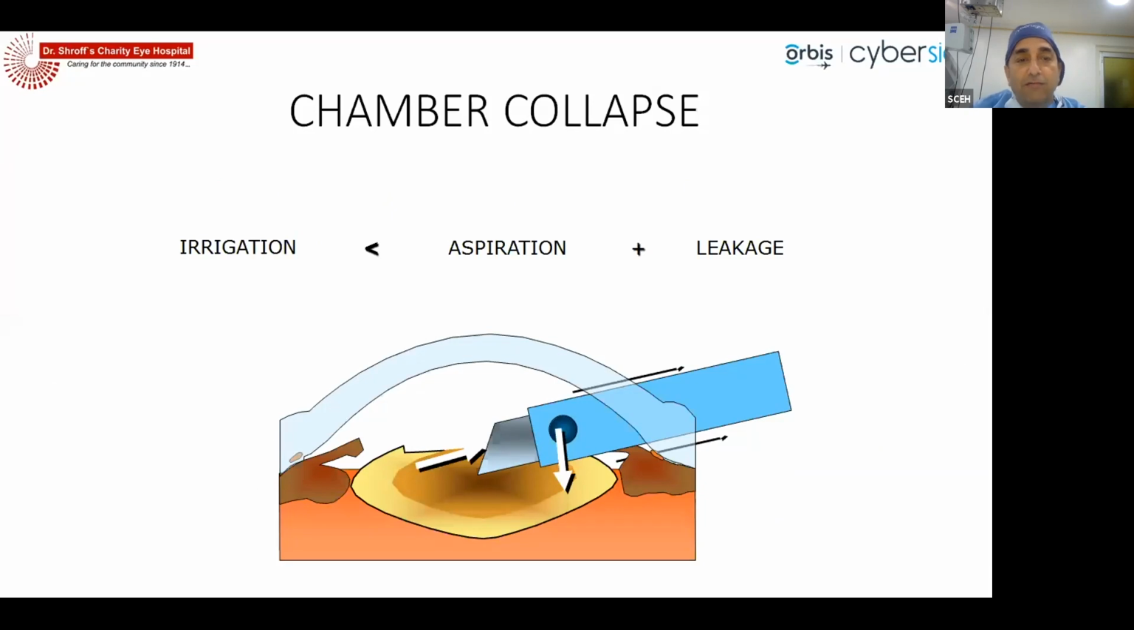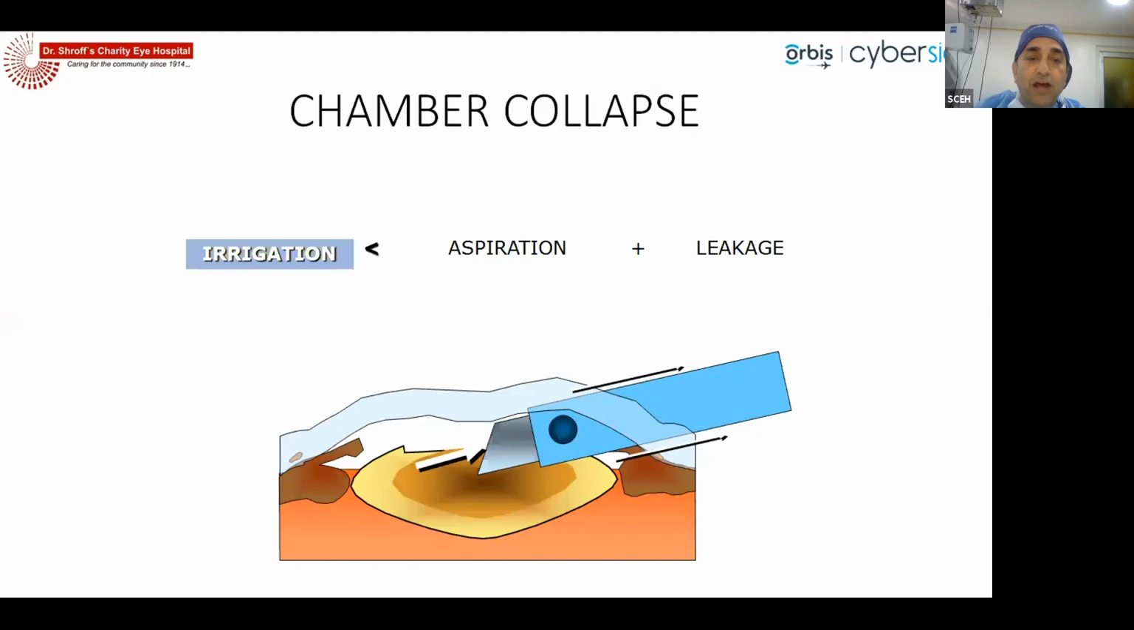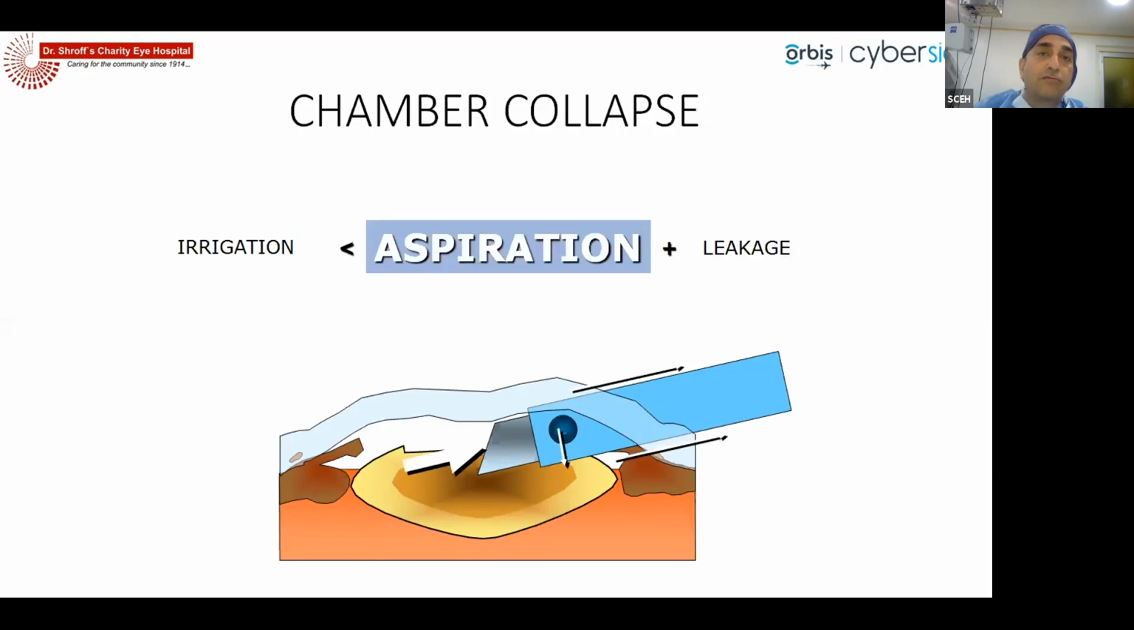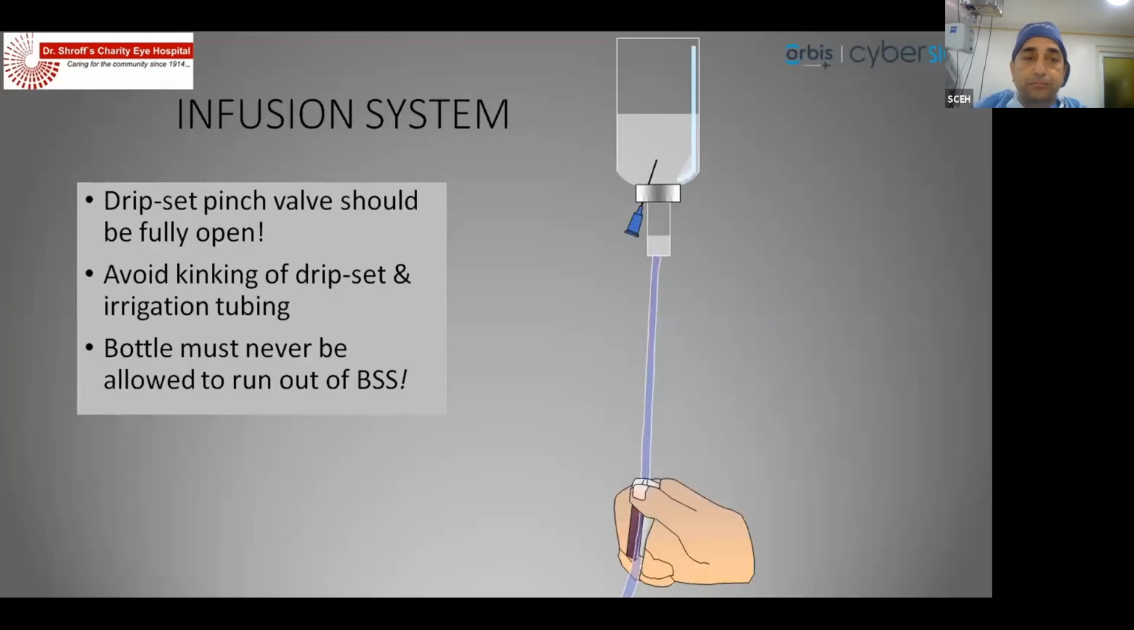Now, if irrigation is less than aspiration plus leakage, one would have a collapse of the anterior chamber. It could be because of more leakage, if your wound size is too large, or it could be because of high aspiration flow rate settings. Both can lead to collapse of the anterior chamber.